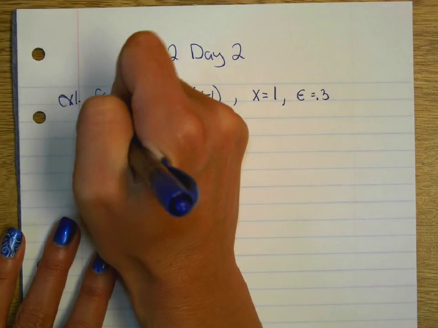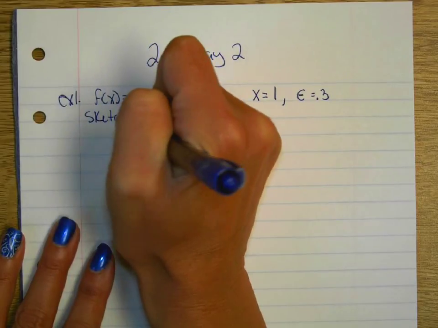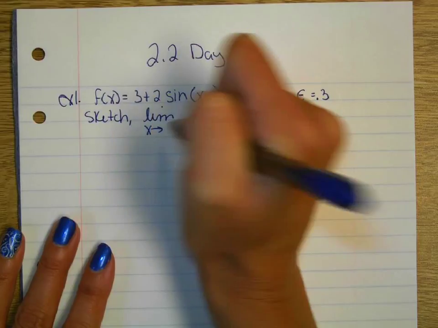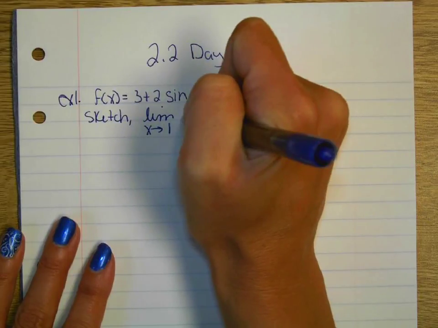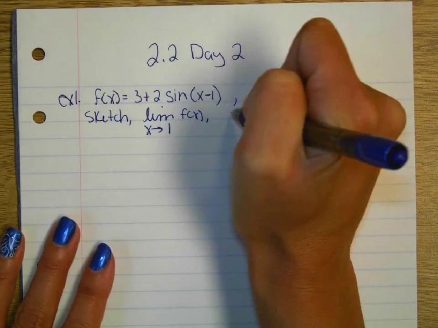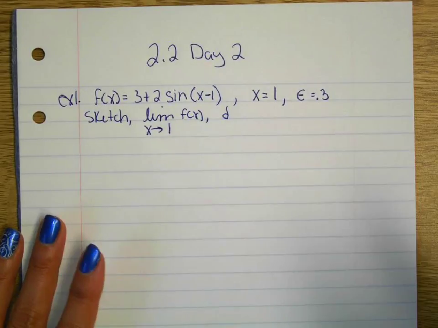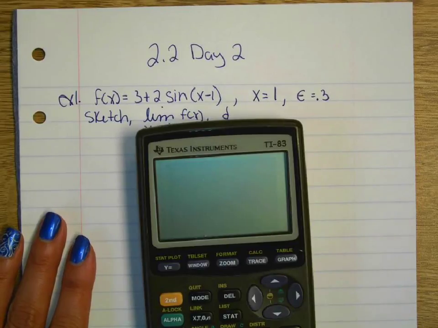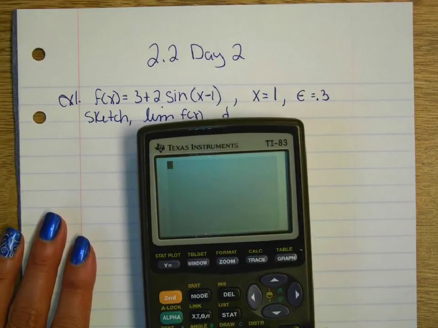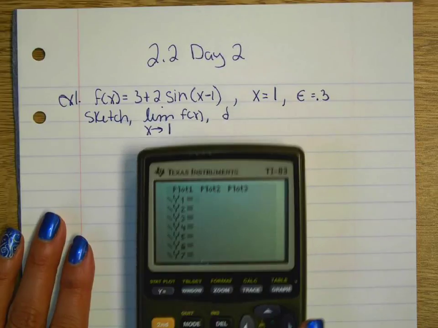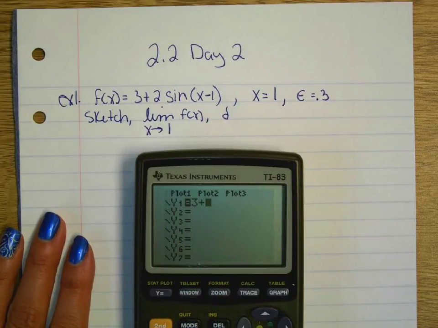So we'll sketch, find the limit as x approaches 1, and calculate delta algebraically. Okay, sketch first. We're in radian mode all year. Radian, I'm good there. 3 plus 2 sine x minus 1.